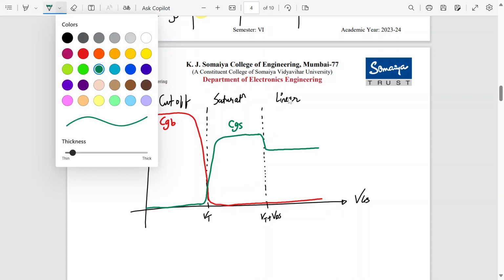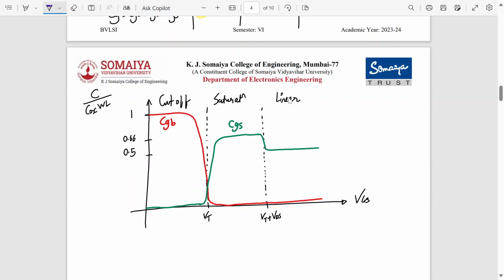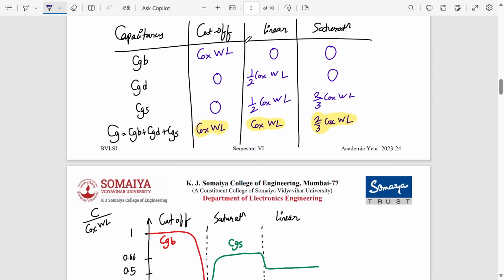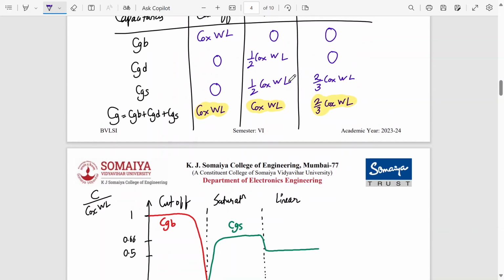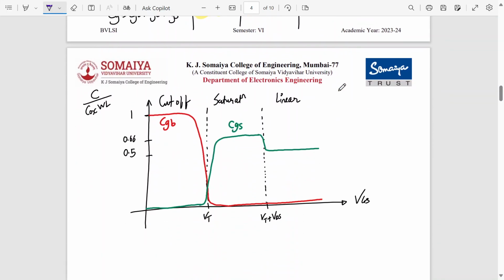And what about the next one, CGD? CGD is only present in the linear region, and that too it is half Cox W by L. In all the other regions it is 0. So if I plot this, it will be 0 over here, 0 over here, and it will only start rising here. Here it is around half Cox W into L. So this is CGD.